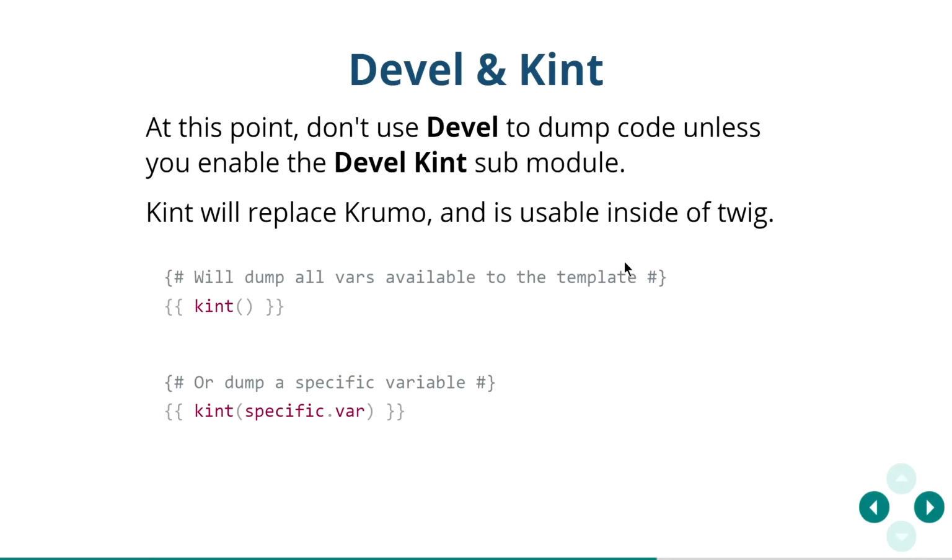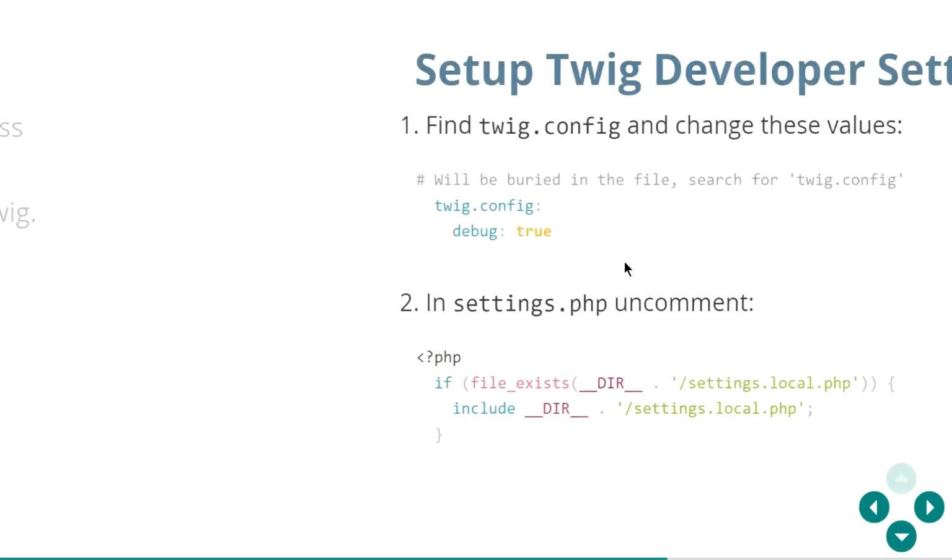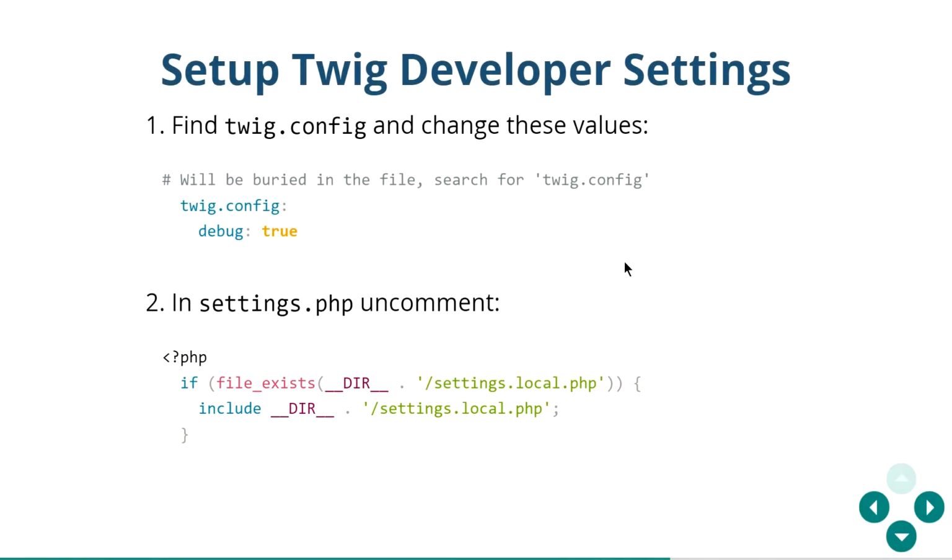Then you can use Kint. It'll be much like dump. You don't put anything in there, and it'll give you all the variables available for the template. Otherwise, you can put in a specific variable, and it'll spit out whatever that is. You can also set up your Twig developer settings. The first step is awesome. You can just do that, and you'll be pretty good to go.